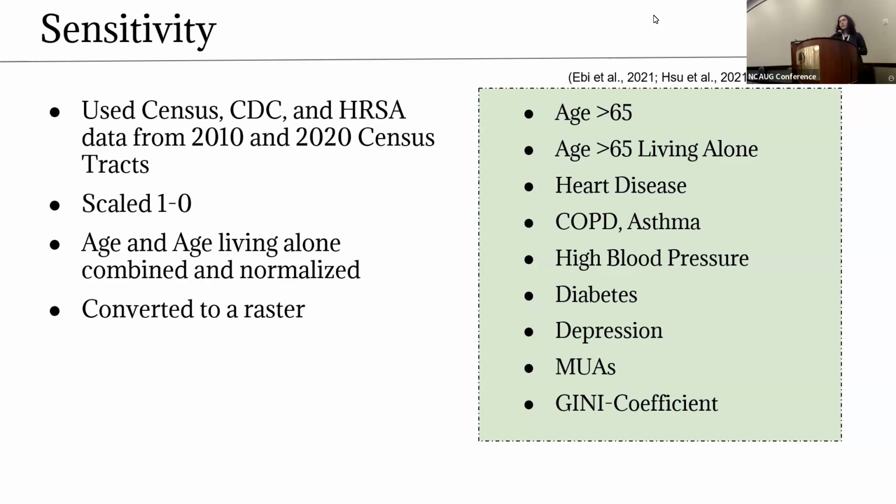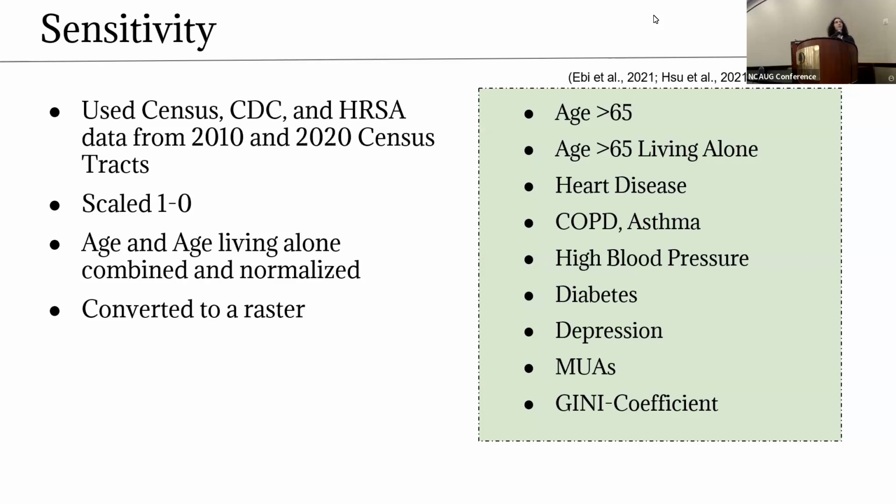Next, we have our 6 chronic illnesses. So we have heart disease, chronic obstructive pulmonary disease, or COPD, asthma, high blood pressure, diabetes, and depression. I chose these because we see increased morbidity rates in these illnesses when people are admitted to the hospital during high temperatures, like in the summer.